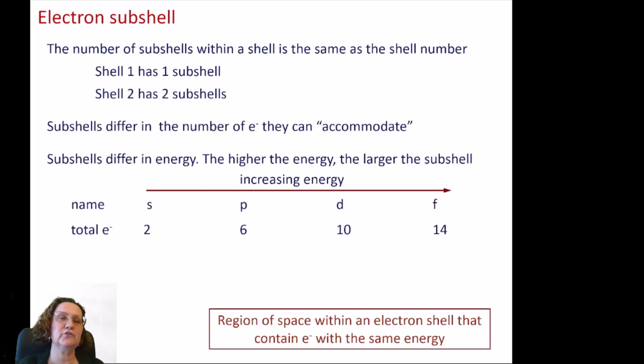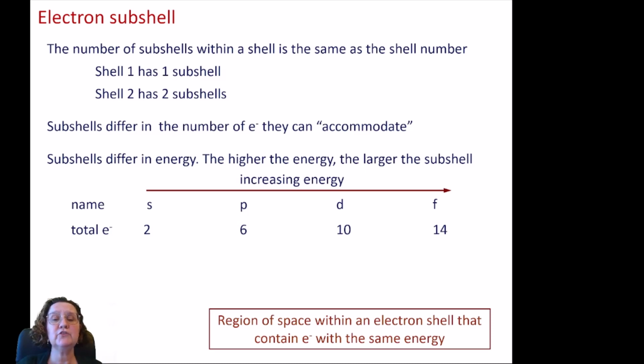So these subshells differ in energy. The higher the energy, the larger the subshell is, and the more electrons it's going to be able to accommodate, because you will see that you have more than one orbital that belongs to that subshell. Each orbital will only be able to accommodate 2 electrons, but you only have one s orbital, you have 3 p orbitals, you have 5 d orbitals, and 7 f orbitals. And that's why an s subshell can accommodate 2 electrons, a p 6, a d 10, and an f 14.